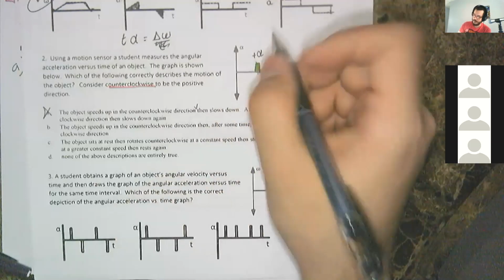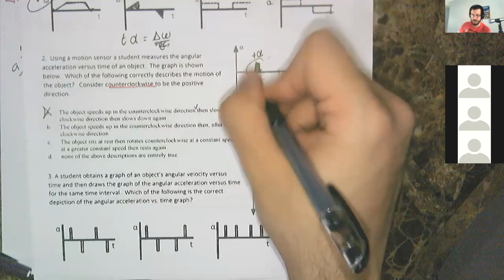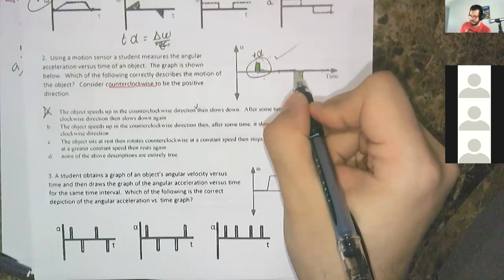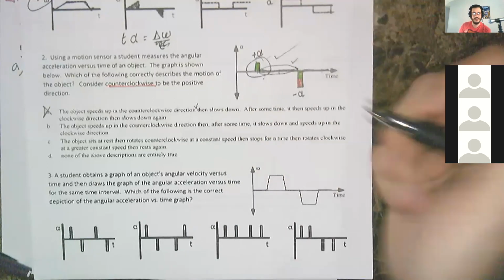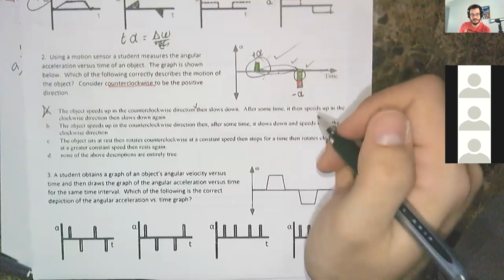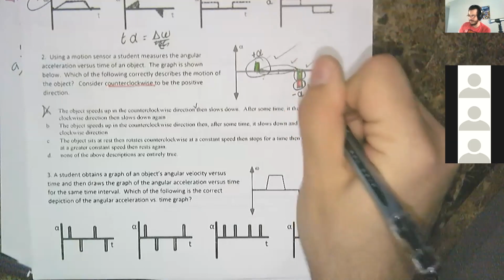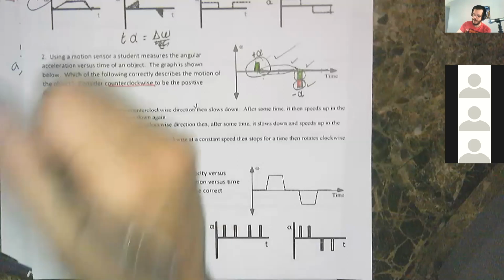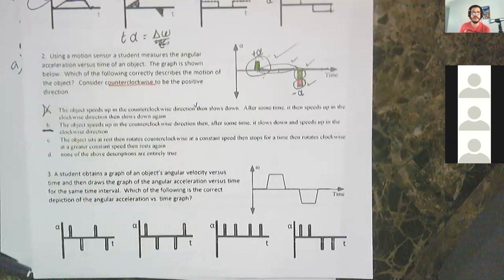The object speeds up in the counterclockwise direction. Yes. Then after some time, here's some time, it slows down. Okay. And then speeds up in the clockwise direction. That is rock solid. There's nothing that B says that is wrong. So I'm very sold on B, but of course there is a C, so let's read it just to make sure that it's not somehow righter or a better option.